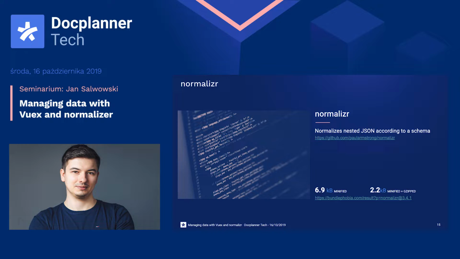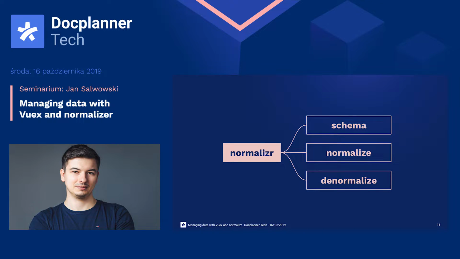Normalizer is a package that helps us normalize some JSON data according to some schema. It's really lightweight because when minified it is 6.9 kilobytes, and when minified and gzipped it is 2.2, so not a big deal. Normalizer gives us three main things. First one is schema. This is the set of constructors for creating the schemas for our data. Second one is the normalize function and the denormalize function. We will talk about each briefly later. About schema.